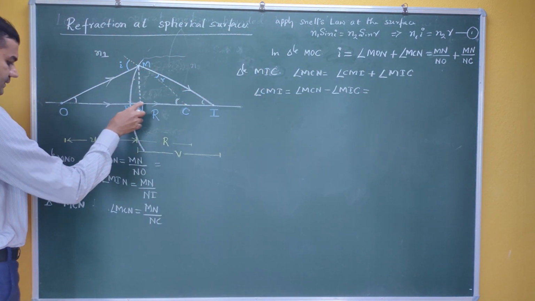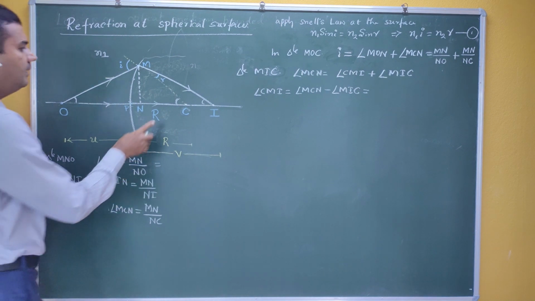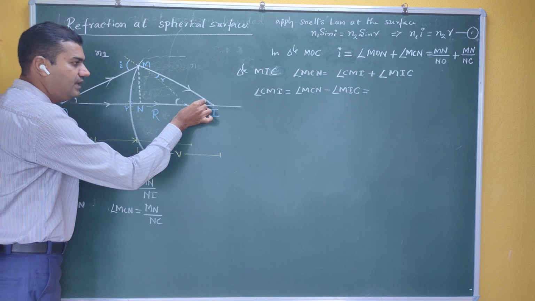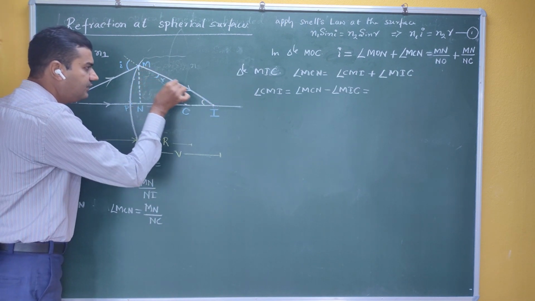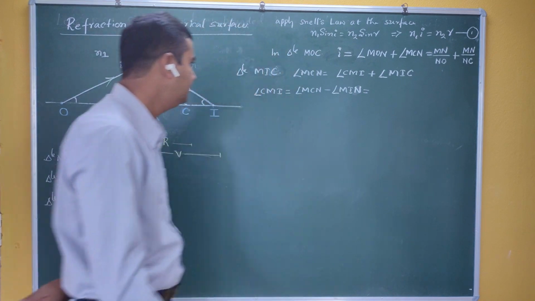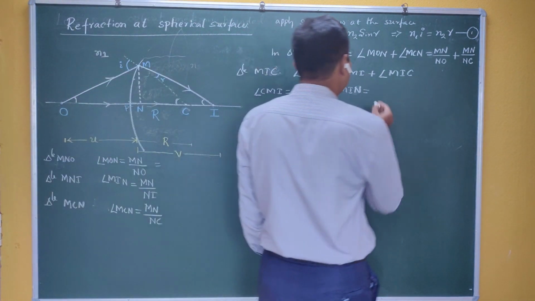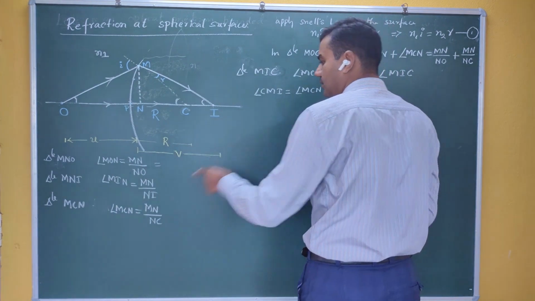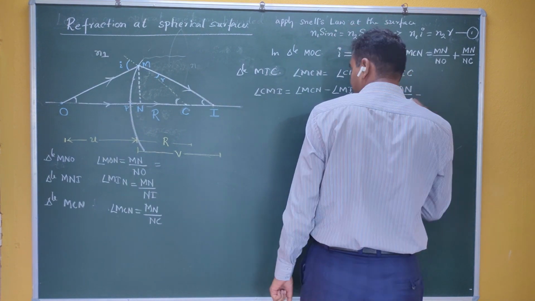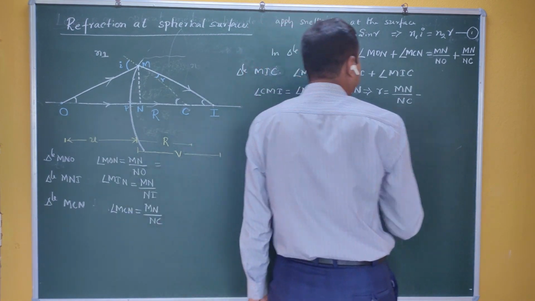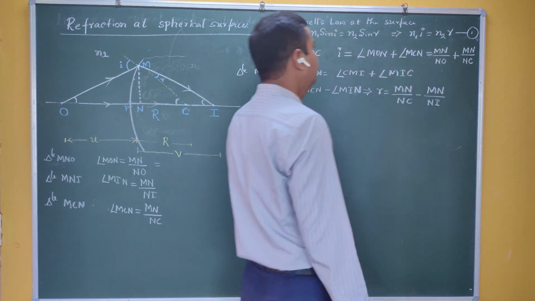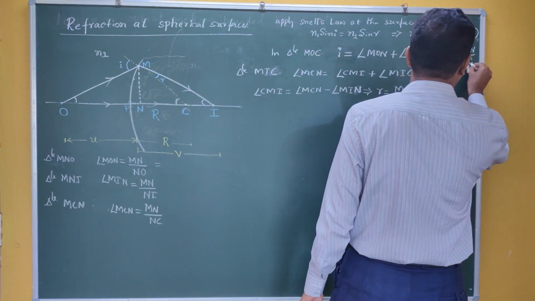What is MCN? It is known. Notice here, MIC and MIN are the same angles. Are you getting me? MIC can also be written as MIN, because the angles are the same. So what is CMI? CMI is nothing but R. Therefore, R is equal to MCN, that is MN by NC, minus MIN, and MIN is nothing but MN by NI. Let me call this one equation number 2, and this one equation number 3.